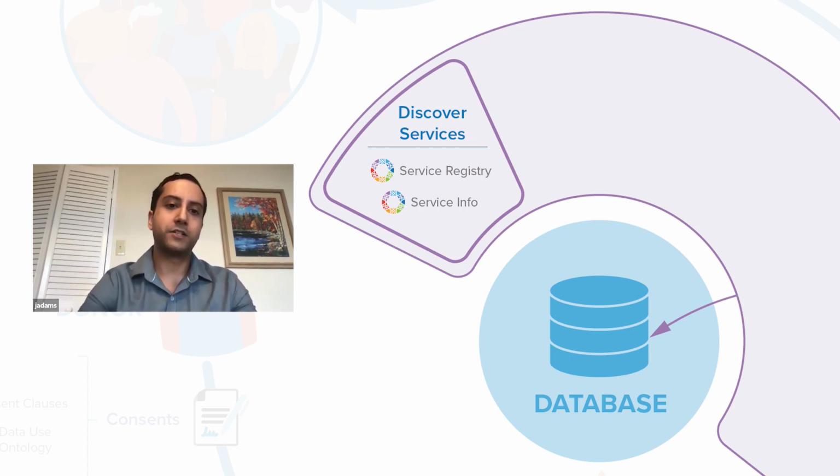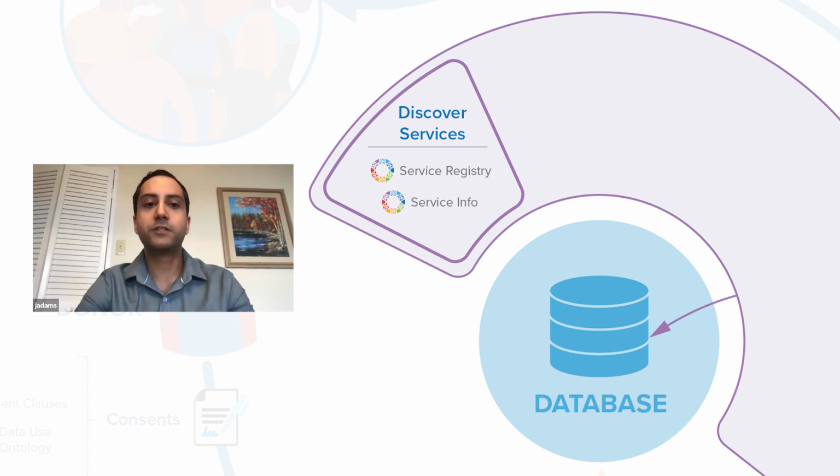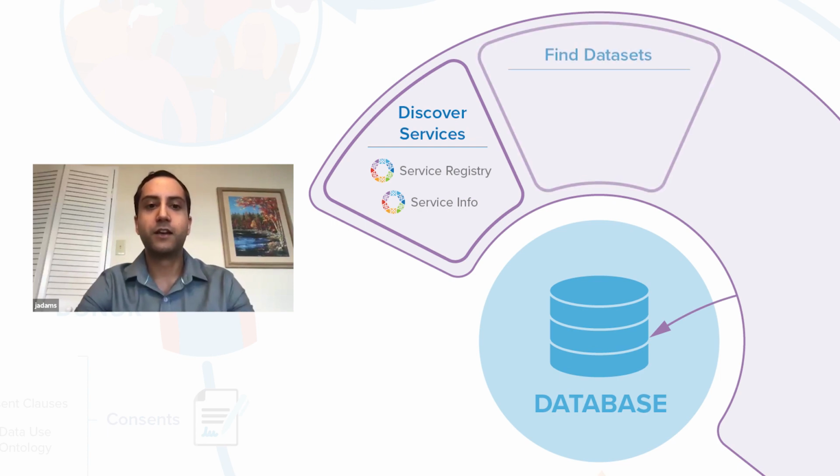By using service registries, it is possible to relay a single request or query to many services at once and receive a consolidated response from all applicable services under the registry. The Beacon network does just this.